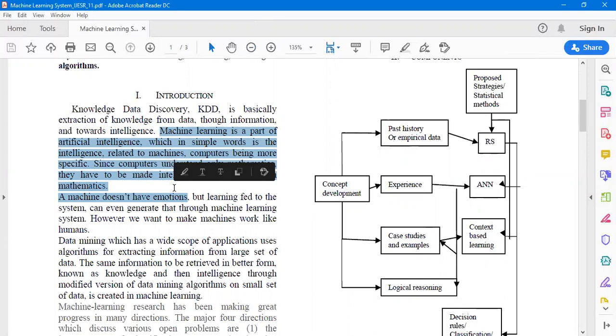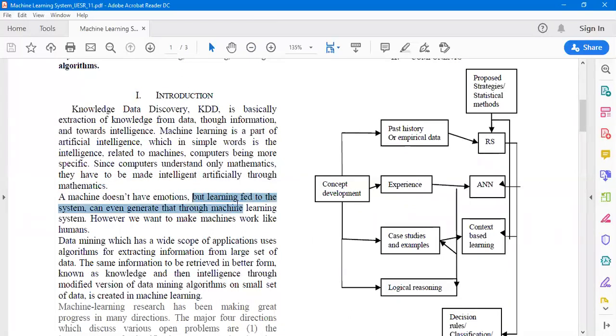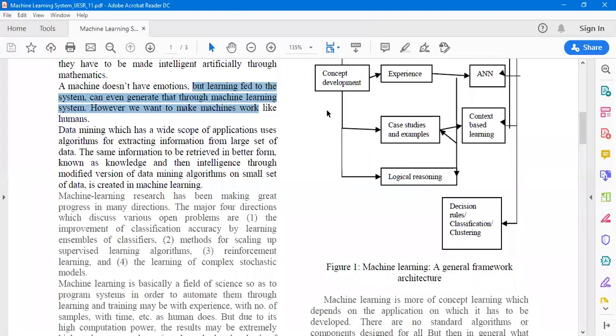A machine doesn't have emotions, but learning fed to the system can even generate that through a machine learning system. Today, the example we are going to see is about sentiment-based learning through our system. So definitely we will be designing the machine learning system to be intelligent like humans. Data mining is very closely related to machine learning, and obviously we have discussed this in previous lectures.